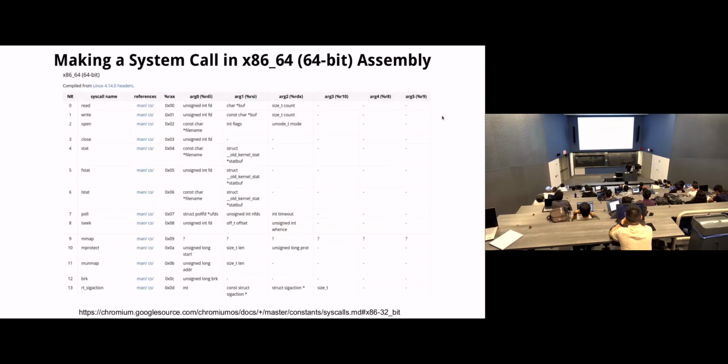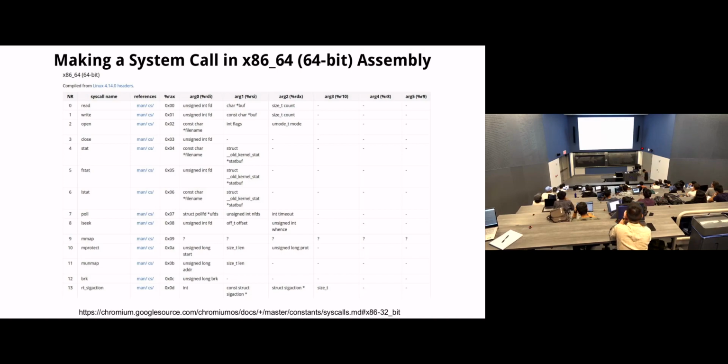Okay, that's basically how we make a system call on a 32-bit machine. Things are quite similar on a 64-bit machine. Somehow the system call numbers are different. I don't know why they designed it this way.